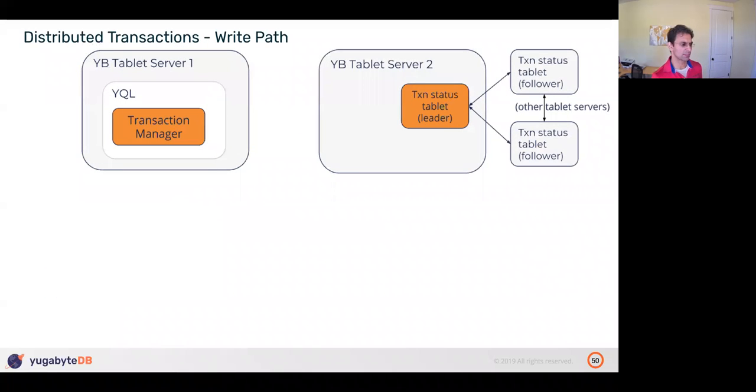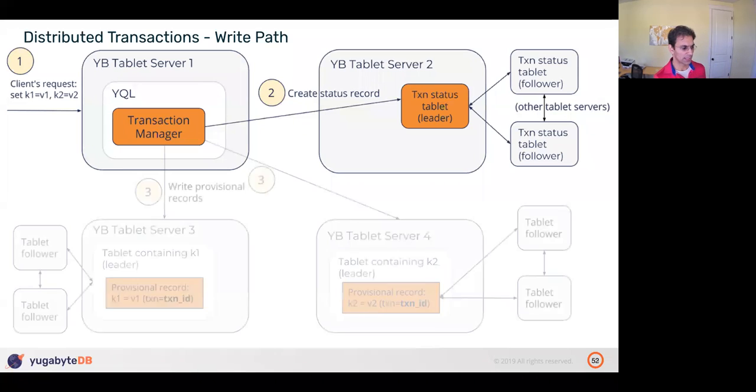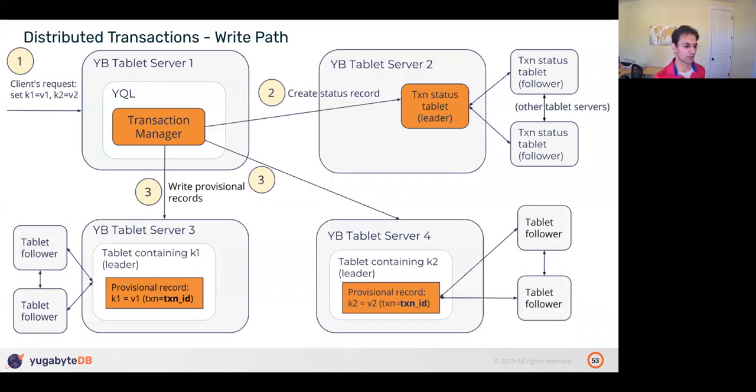So let's go through a simple update path just to take a look, right? Let's say the query can go to any node. Tablet server one is the one handling the transaction, and tablet server two is the one that has the piece of the status tablet. You're updating two keys, K1 and K2. You first write into the status tablet saying, here's the transaction ID, and this is what it's trying to do. And then we go and write what are called provisional writes.